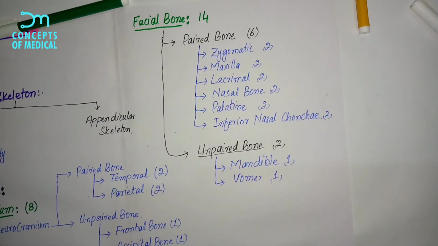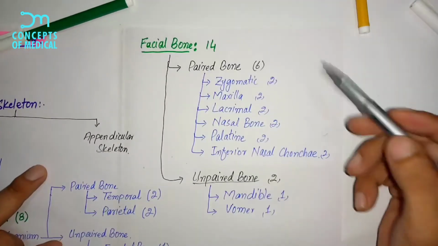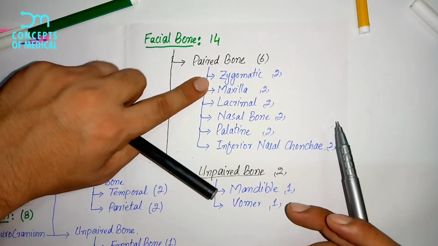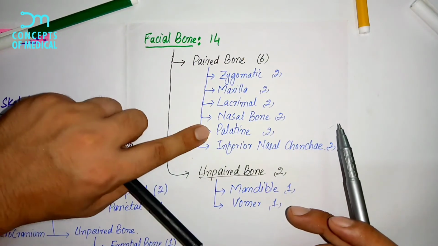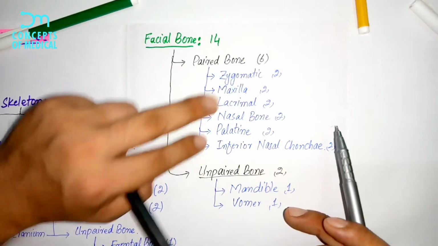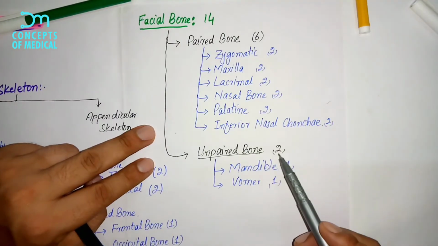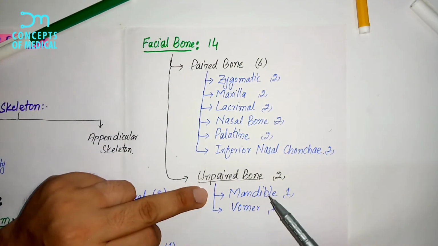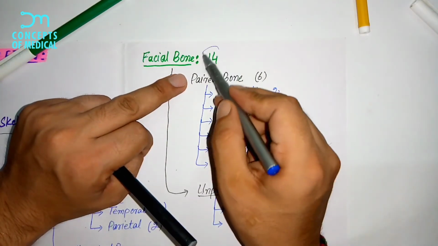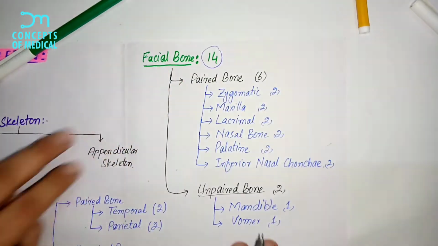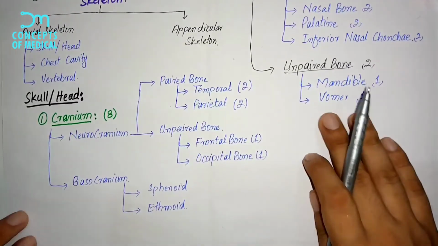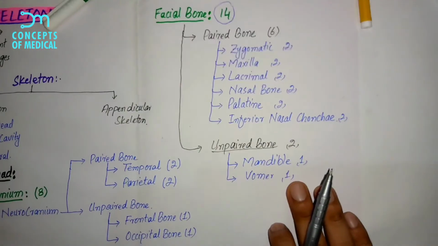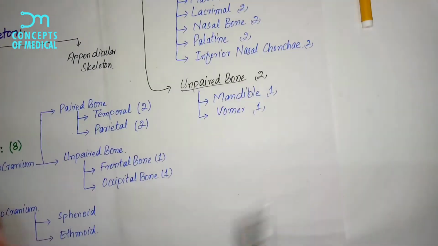So how many bones have we discussed here? First we have discussed the 6 bones in the paired: 1 2 3 4 5 6, multiplied by 2, so 6 multiplied by 2 is 12, and 2 unpaired bones, so it becomes how many bones? 14 bones. So we discussed head bones, skull bones, cranium, and facial bones in detail, and what are their names exactly.